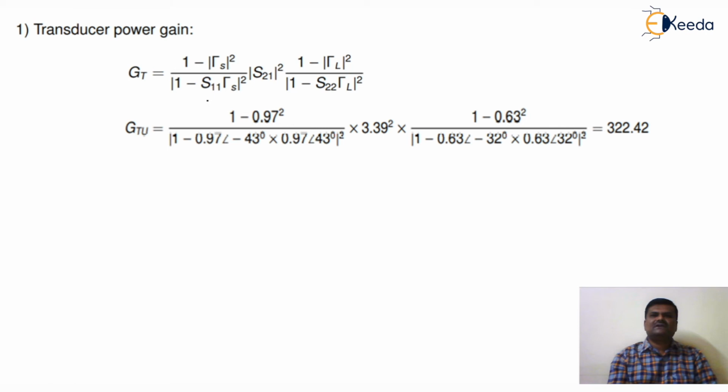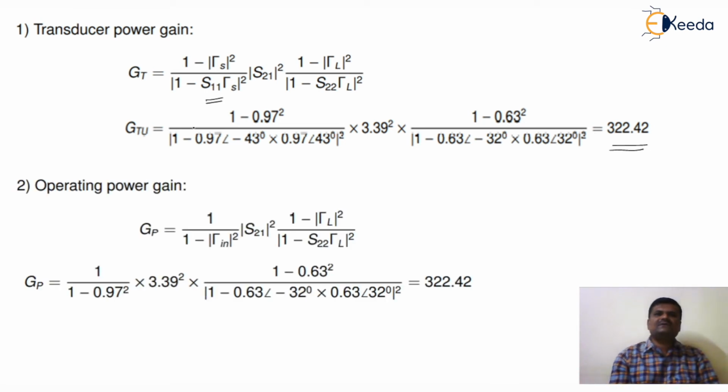So first is the transducer power gain. We use this formula, then put all the values of gamma S, S11, gamma L, S22 and S21 in the above equation. Then you will get the answer, that is 22.42. In the same way, we calculate operating power gain. For operating power gain, GP equal to, replace the first term by 1 divided by 1 minus mod gamma in square. Put all the values in the equation of power gain, then you will get the answer. It is 22.42.